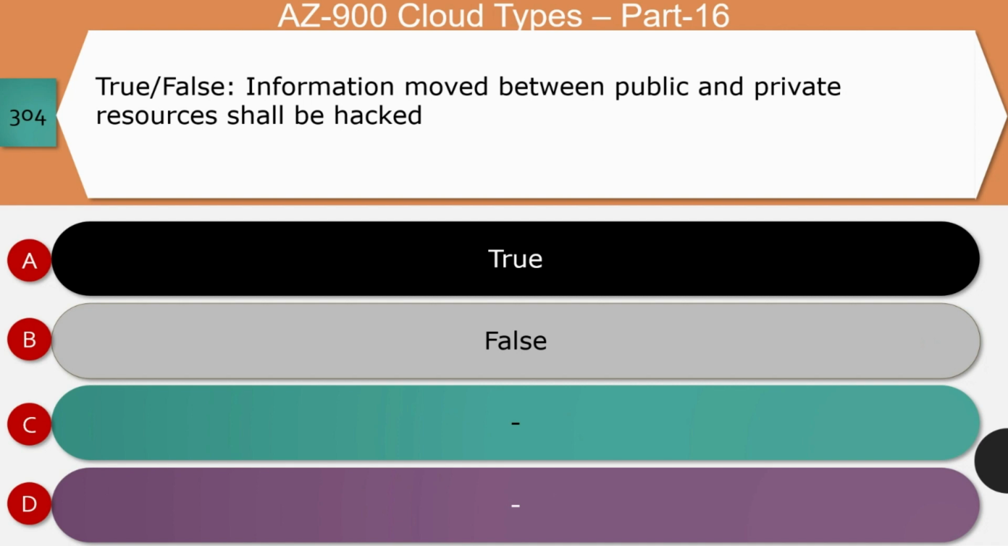Next, true or false. Information moved between public and private resources shall be hacked. Is it true or false? The right answer for this question is option A, that is true. Let's see the reason for this answer. Public cloud is a shared entity and is being used by many tenants. Unless you have proper security controls in place, it will be difficult to prevent sharing of information. There are good chances that the flow of information within the public cloud shall be hacked. With that, the correct answer is option A.